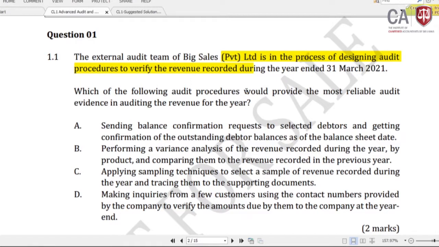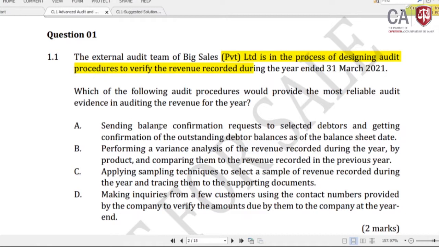So, revenue auditing. Which of the following audit procedures would provide the most reliable audit evidence in auditing the revenue for the year? So what will give the most reliable audit evidence in terms of the revenue? There is no specific assertion given here.